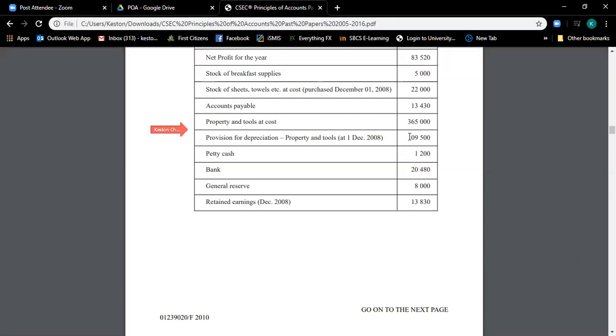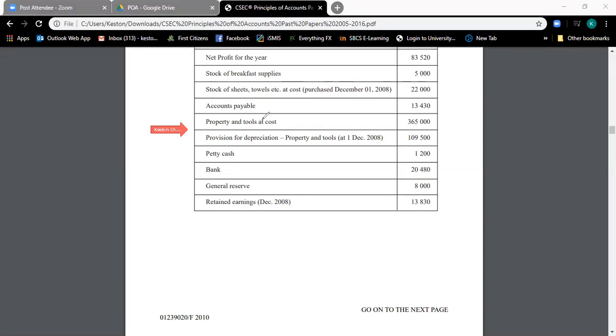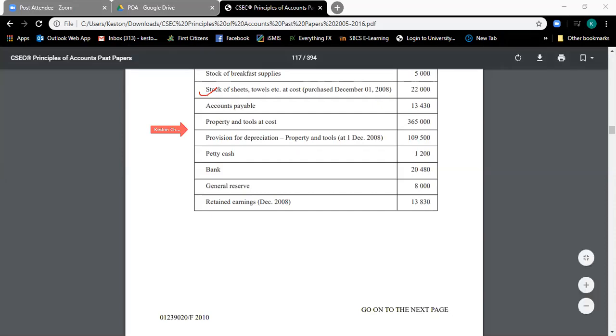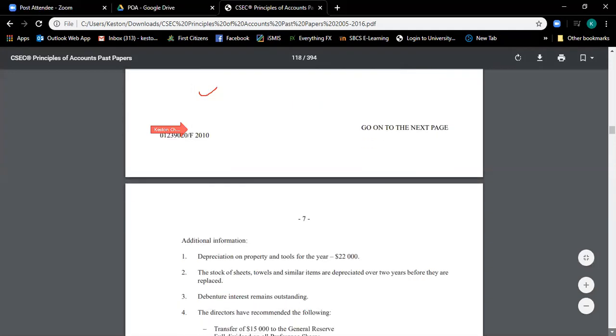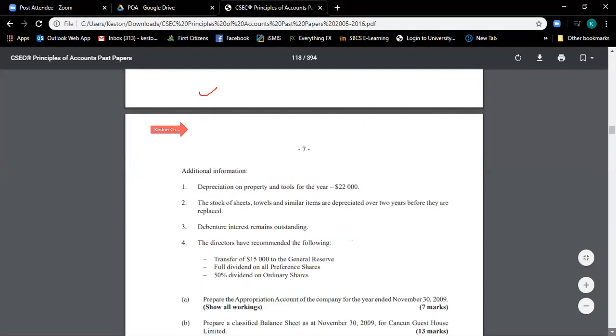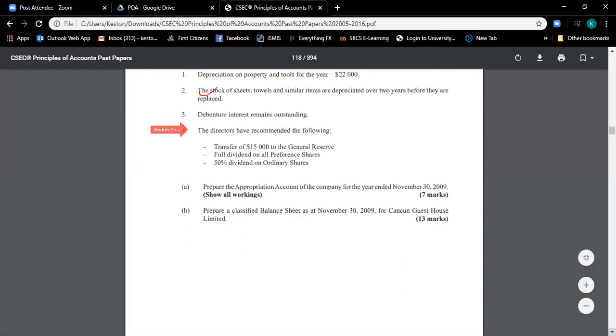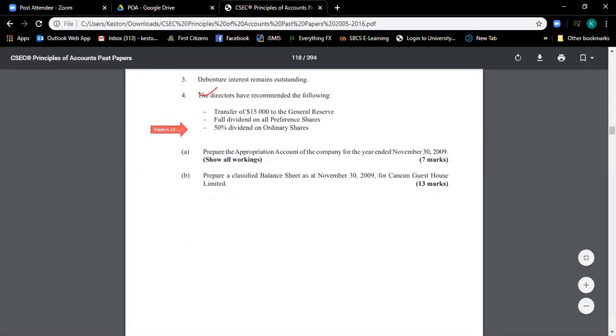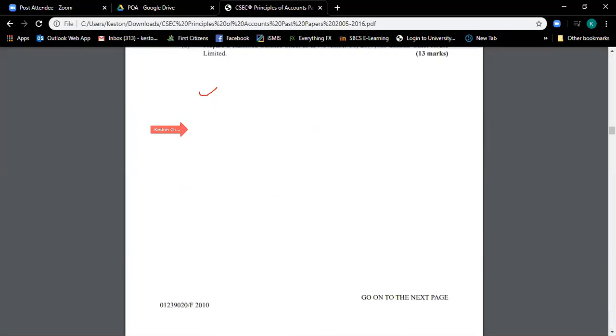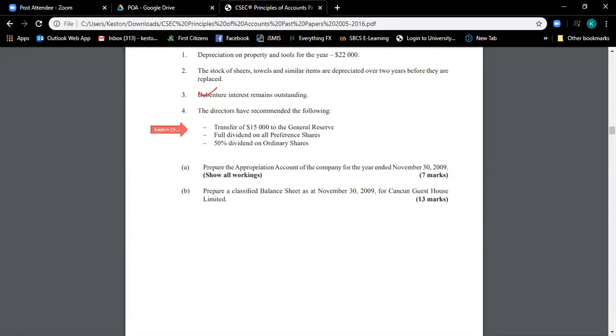Other than that, let's just quickly identify some of the other assets. Apart from the property and tools, we'll also be using stock of sheets and towels as an asset. They ask us to depreciate that as well, and the depreciation for that was worded in a disguised way. That was the number 2 item here, right? They ask us to assume that it is used over a period of 2 years before they are replaced.